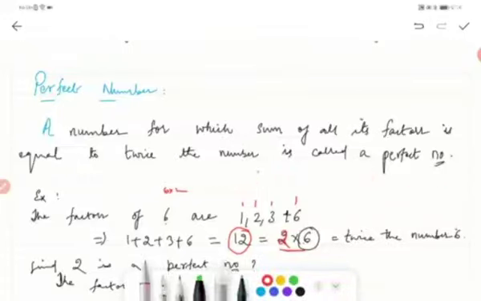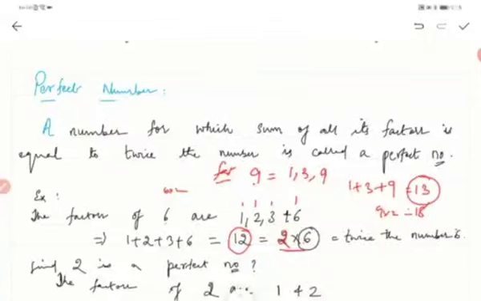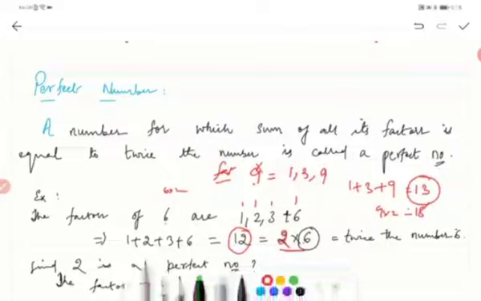What would be the next perfect number? Do you think 9 is a perfect number? Let's check. What are the factors of 9? Only 1, 3, 9. Alright, so just add these numbers. 1 plus 3 plus 9, it is 13. So again 9 into 2 is how much? 18, but we are getting 13. So 9 is also not a perfect number, isn't it?